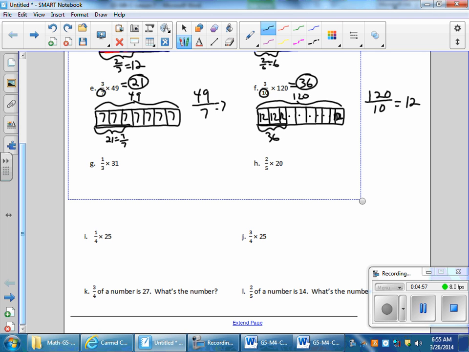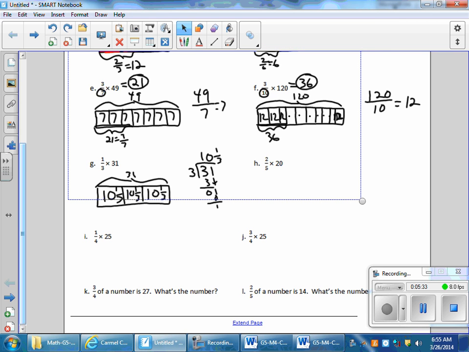1/3 of 31. Taking 31, breaking it into three parts. I see that this is not going to be a basic fact, so I may need to do a quick standard algorithm. 31 broken into three parts is 10 and 1/3. Let me double check that very quickly to make sure it makes sense. My whole numbers: 10, 20, 30, plus my fraction, 1/3, 2/3, 3/3. 30 and 3/3 is 31.